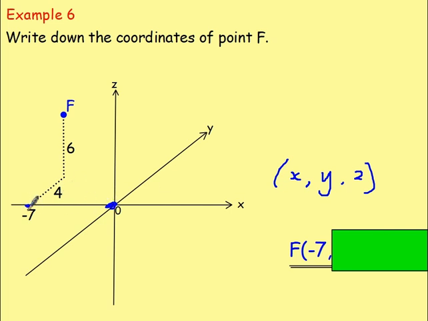So the x value will be -7. After we've dealt with the x-axis, we think how far back do we go in the y-axis? Well, because we're going in the same direction as the y-axis, we're going to have a positive value of 4. So the y value will be 4. And the z value, how far up or down do we go from here? Good, we're coming up 6. So we'd have -7, 4, and 6.